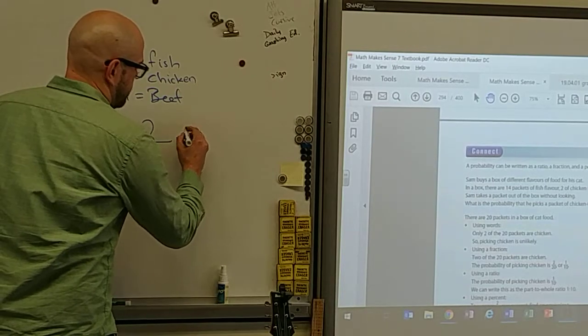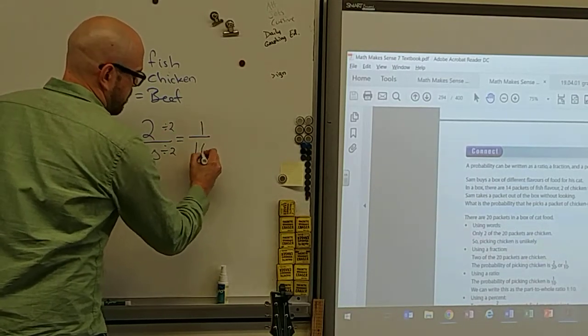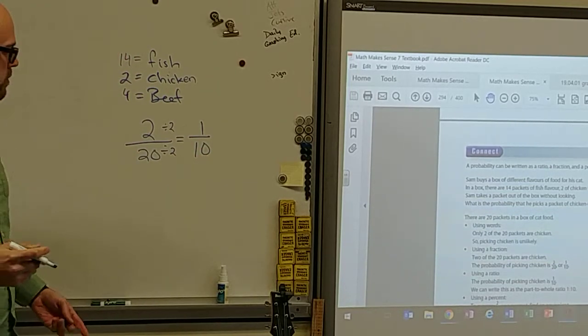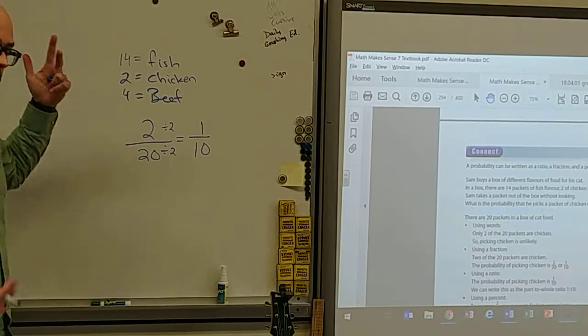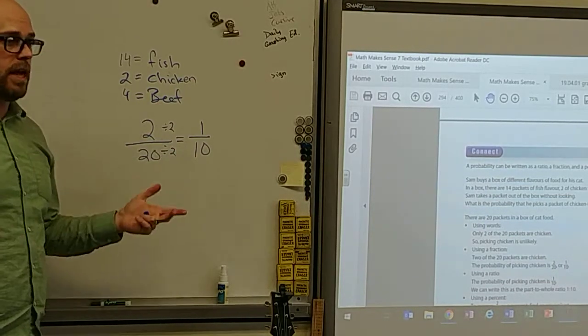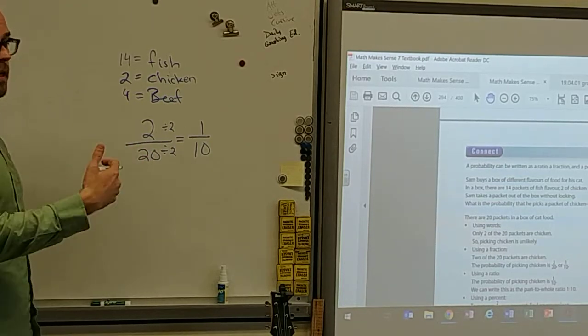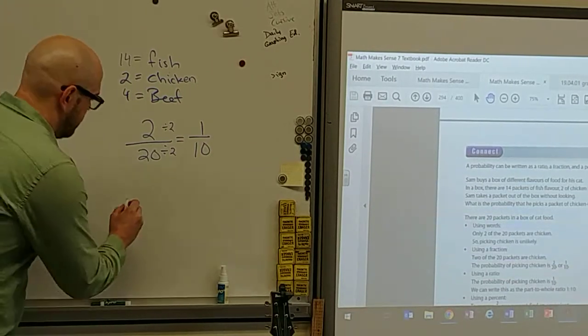And then I saw someone do this. That was a smart person. So look at that. They simplified the fraction. They saw they could divide the top and bottom equally. Got to 1/10. So that means there's a 1 in 10 shot you're pulling out a chicken packet, right? Yeah. Okay.